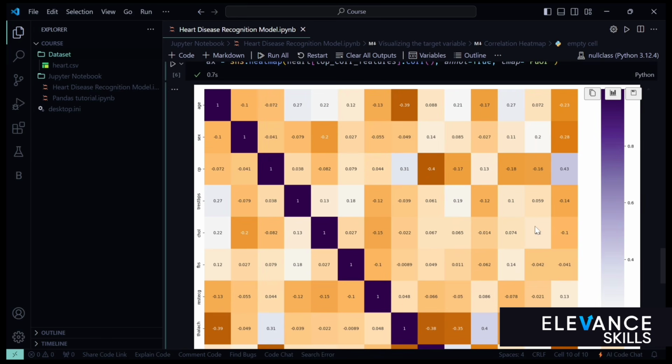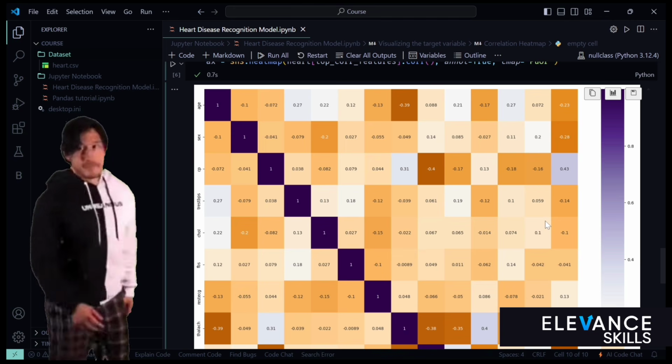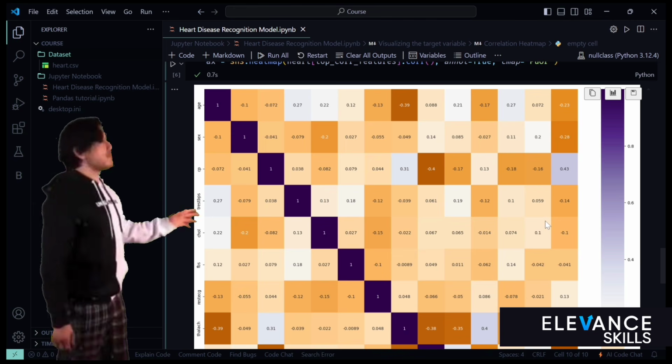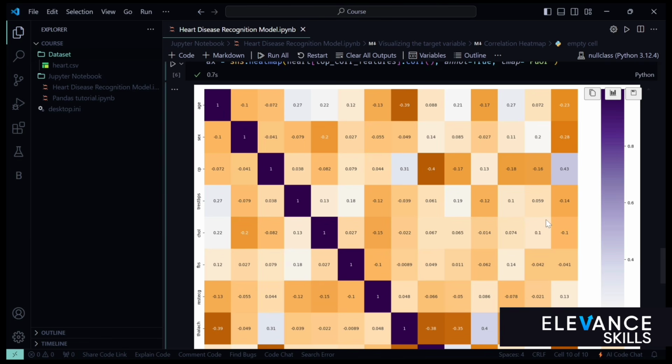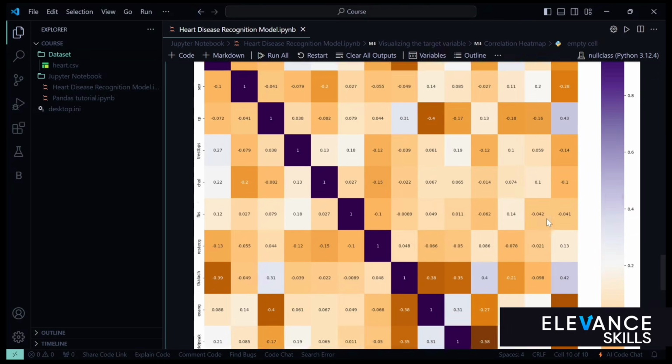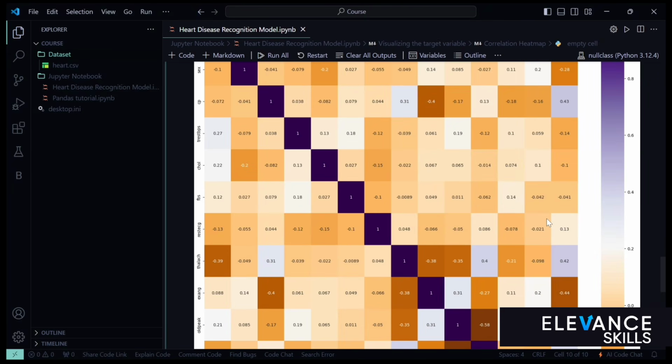Additionally, sex has a negative correlation of minus 0.28 with the target, indicating that in this dataset, females have a slightly higher chance of having heart disease compared to males. However, remember that this correlation is specific to this dataset and may not reflect real-life scenarios. These insights are crucial because they help us identify which features are most relevant for predicting heart disease. Features with higher absolute correlation values, positive or negative, with the target variable are often more informative and might be given more weight during the model building process.